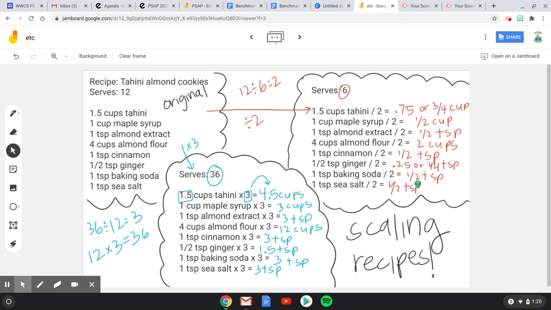All right, so now that you have an idea of how you can scale recipes to make them bigger or to make them smaller, complete the Desmos activity for your bell.